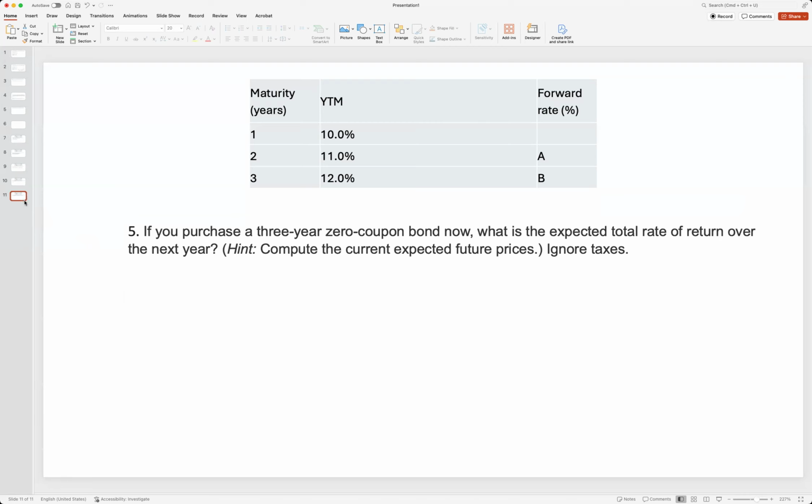Next question. If you purchase a 3-year zero coupon bond now, what's going to be the expected total rate of return over the next year? Now, if you buy a 3-year bond, but instead of holding it until year 3, you're going to sell it at the end of year 1, which makes it effectively a short-term investment. So based on no arbitrage, your investment return should be exactly the same as your investment in a short-term bond, which is again 10%. That's the yield to maturity of the 1-year bond.